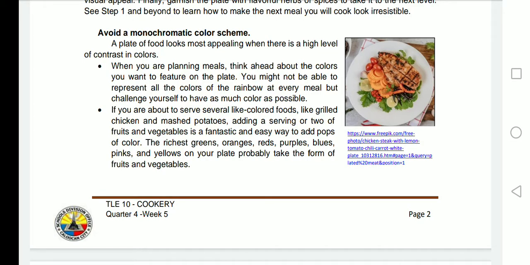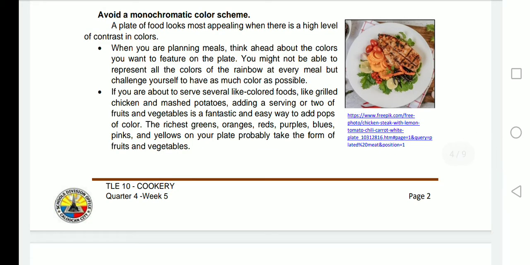So the first step is to avoid a monochromatic color scheme. What is monochromatic? It means the same color. Because we want to have an enticing color of food. A plate of food looks more appealing when there is a high level of contrast in color.